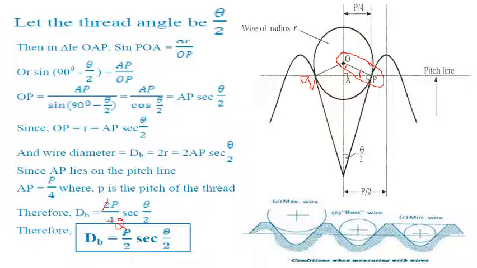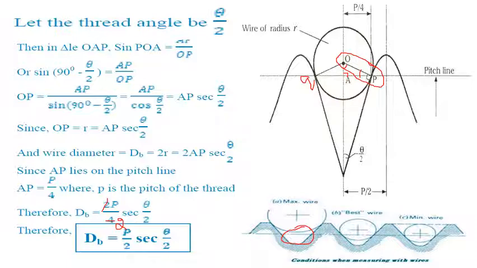Here we can see the conditions when we can call the wire a best size wire. The first case is when the size of the wire is maximum. When the size of the wire is maximum, it cannot make contact with the flank of the screw thread, even with respect to its effective diameter. It's somewhere above the effective diameter. The pitch line is in contact with the wire surface, and the wire surface is in contact with the flank of the screw threads.